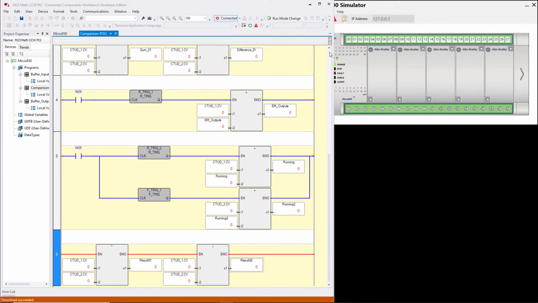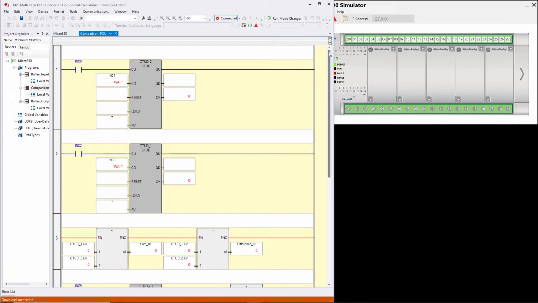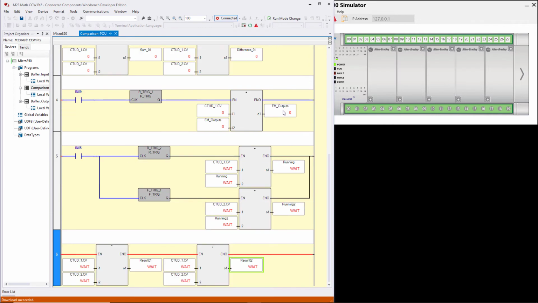So I'm going to go up here. That would be count up, down, or counter 1 is input 2. So I'll turn on input 2. And I see that I did fault dividing by 0.